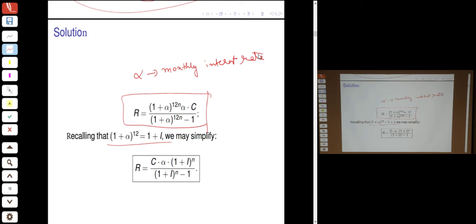So, recalling that the monthly interest rate alpha and the yearly interest rate I are related by this equation, (1 plus alpha) to the power of 12 equal to 1 plus I, we can simplify this as R equal to C times alpha times (1 plus I) to the n divided by (1 plus I) to the n minus 1. Okay.